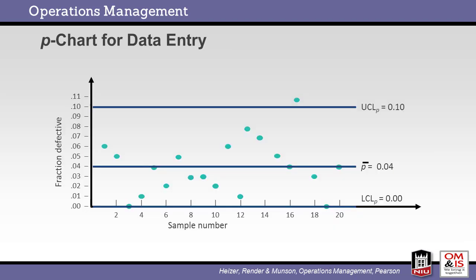This P-chart shows the results of our inspection records. The mean P-bar and the upper and lower control limits are shown. Looks like there is an issue with sample number 17.